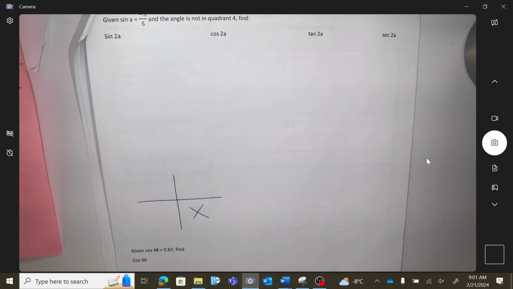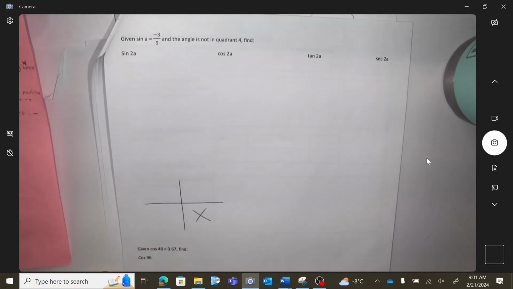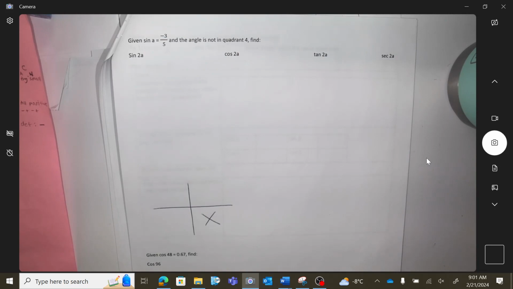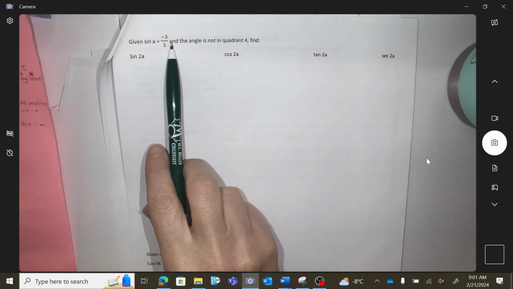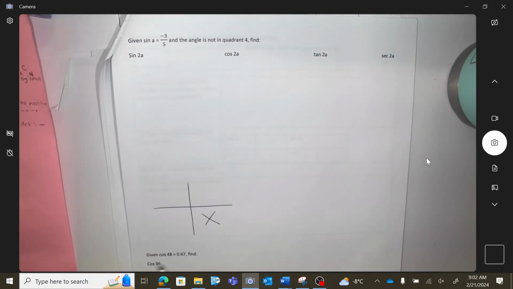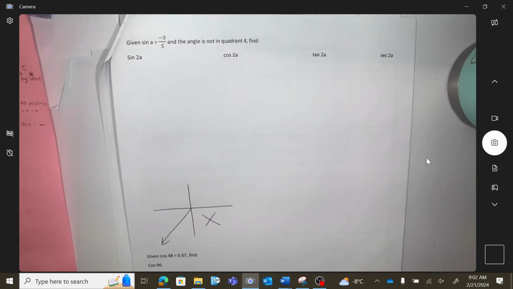Okay, here's what I know. I know it's not in quadrant 4. Where are you going to be? Sine is negative, but not in quadrant 4. So where's sine going to be negative then? Quadrant 3.